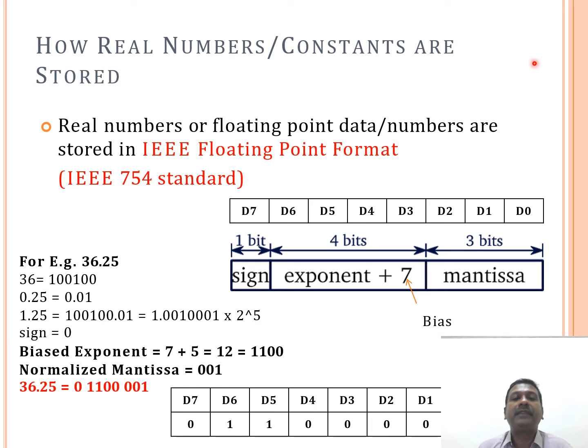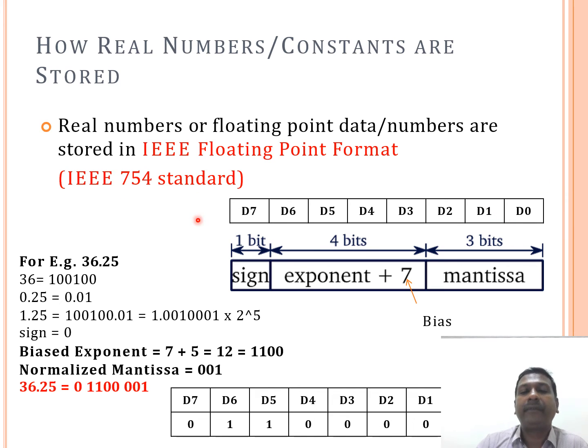So now what will happen with respect to a real number, I mean a floating point number. A floating point number will be using the IEEE floating point representation format. So what is this IEEE floating point representation format? It is actually a universal standard. This is a simple form of the IEEE floating point standard, the IEEE 754 standard.